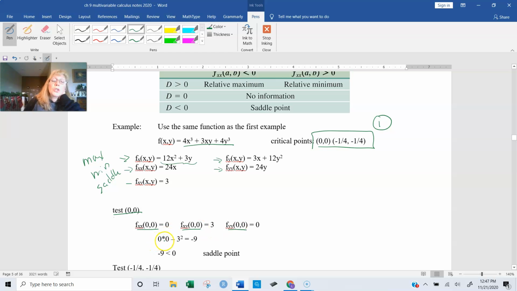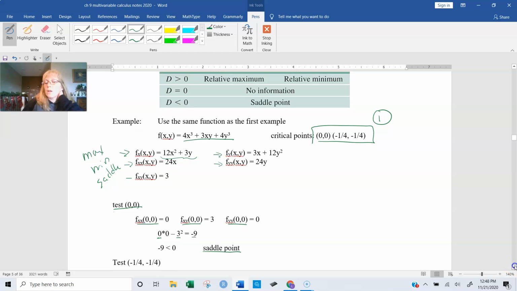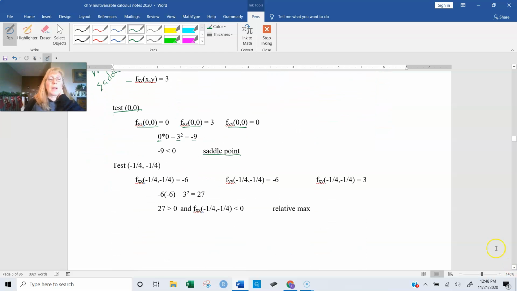We plug it into our discriminant function. So remember that's double derivative of x times the double derivative of y minus xy squared. So we've got -9. Well, -9 is less than 0, so it's a saddle point. All right, if it was greater than 0, then we'd have to check our other derivatives, which is what's going to happen here.